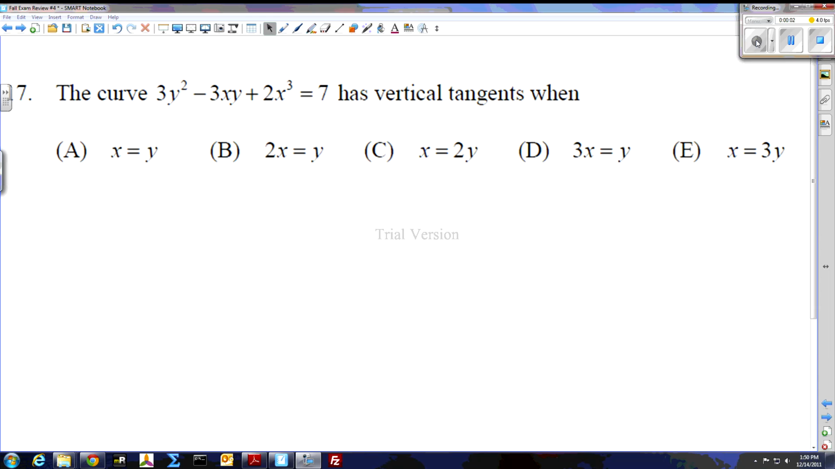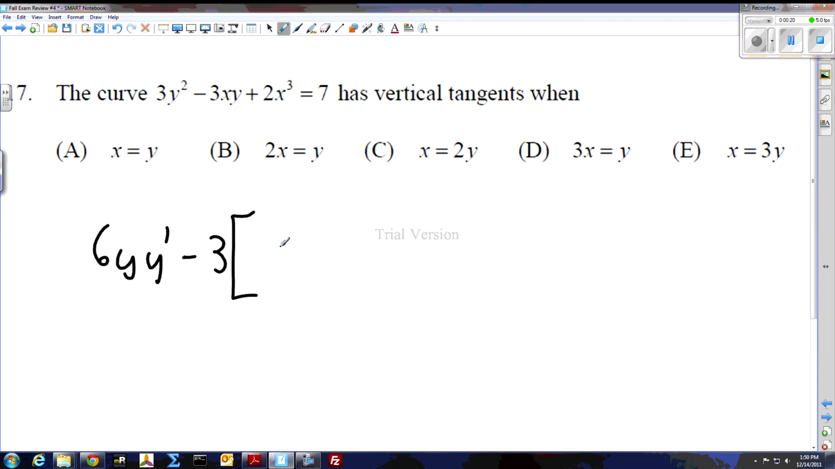With this curve, we're asked to find the derivative of it in order to find out when it has vertical tangent lines. So in order to find the derivative, since we have y squared, we'll use implicit differentiation, and we'll get 6y y prime minus 3.